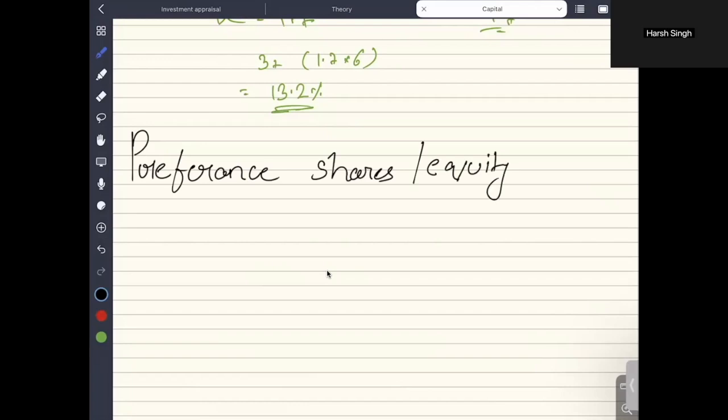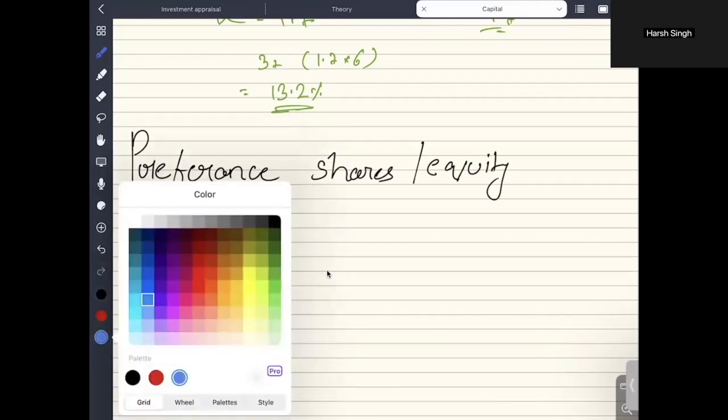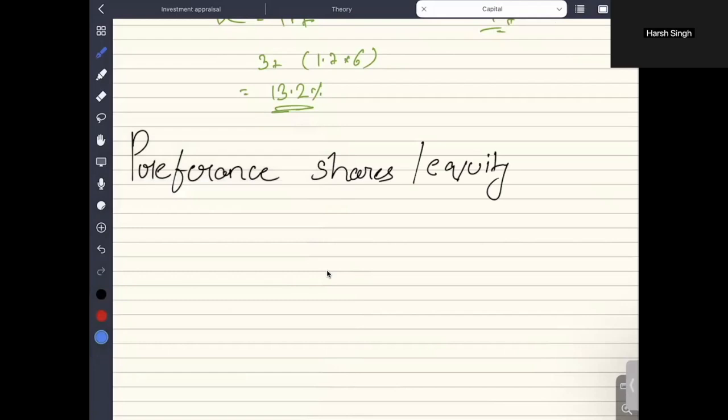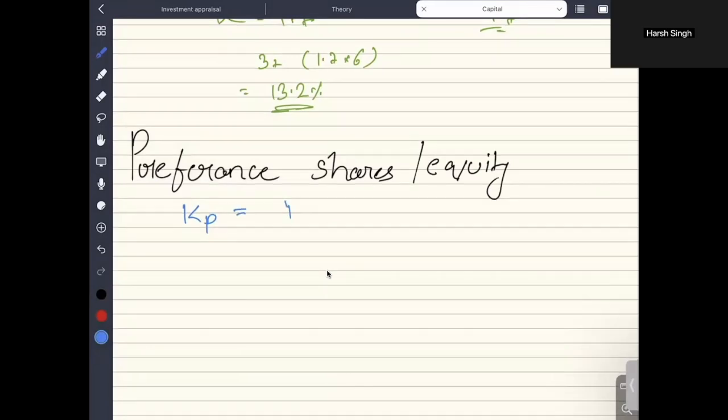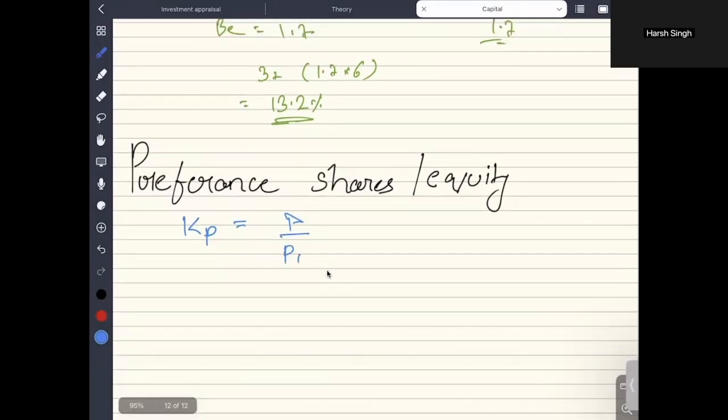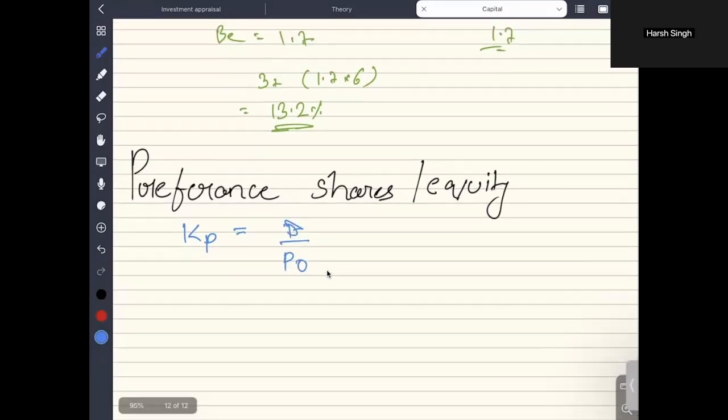Preference shares or preference equity. The formula over here is very simple actually. Again, it will be denoted as KP. I am just using it for my own understanding, which will be equal to dividend upon P0. P0 is always share price, and this share price should always be X dividend.